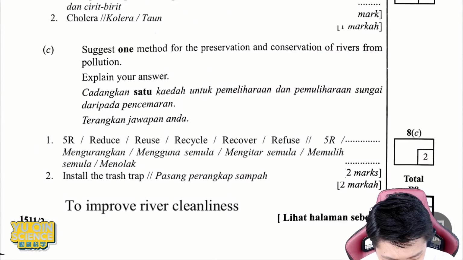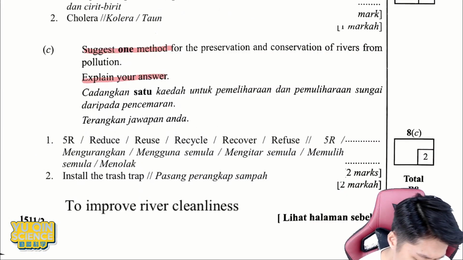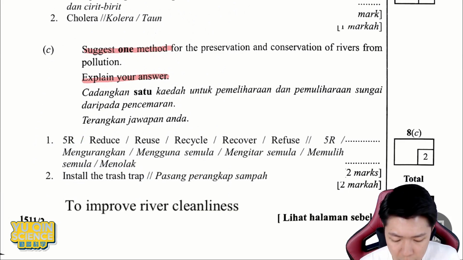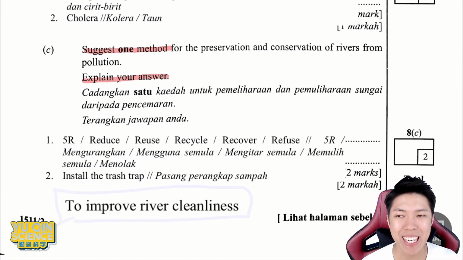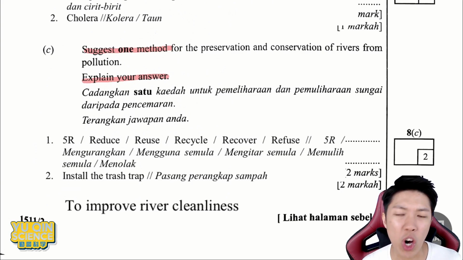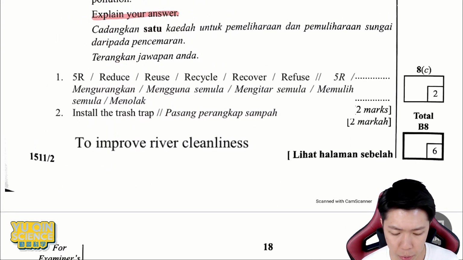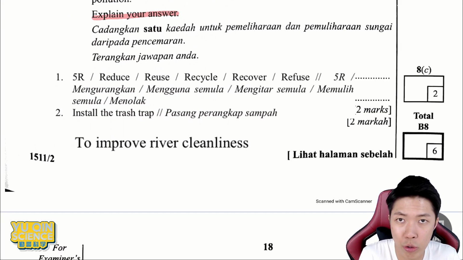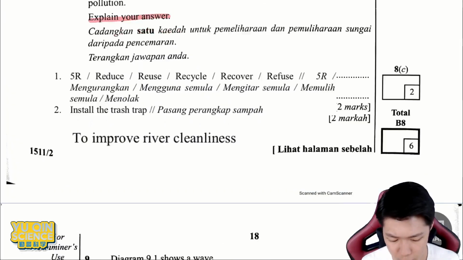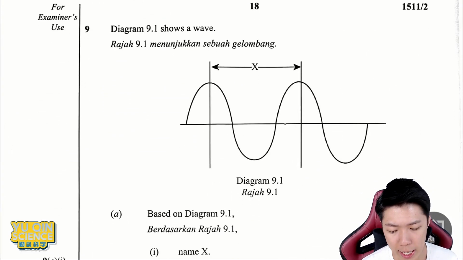Be aware, one method and explain your answer. So whatever you choose, for example, install the trash trap or 5R, the reason is to improve the cleanliness of the river. Very simple. I don't have to write a very complicated one. You can write, so that the rubbish can be collected and thrown away, hence improving the river cleanliness. Also okay, no problem. Keep it simple. Don't have to be karangan, remember. It doesn't have to be very long. Straightforward answers.